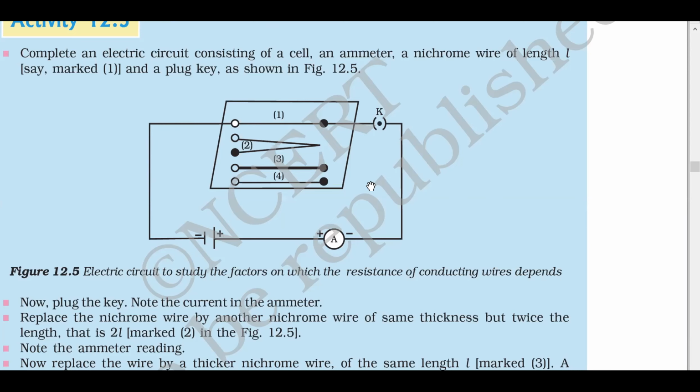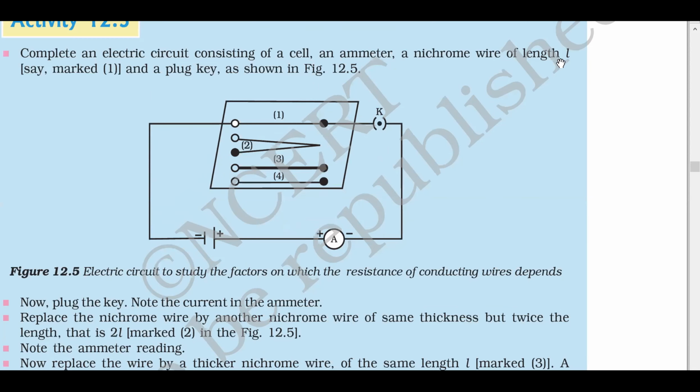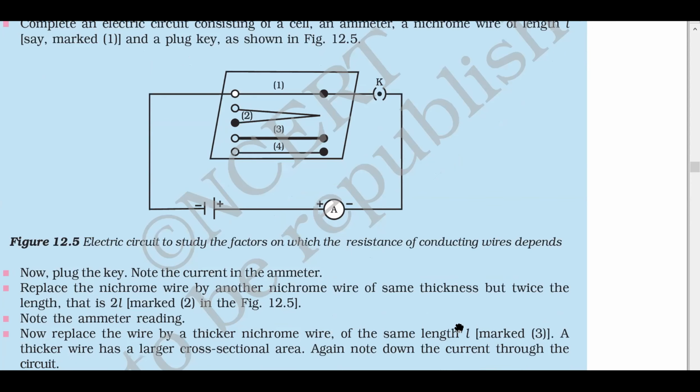Now what we will do, we will take the length of wire double the previous one. जैसे पहले अगर 2 सेंटीमीटर लिया है तो आप 4 सेंटीमीटर लेंगे. Okay, and we will double the length, and then again we will note down the reading. So what do you think? If we double the length, what change will be observed in the ammeter reading?